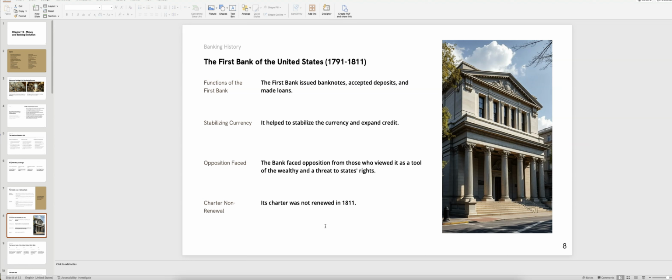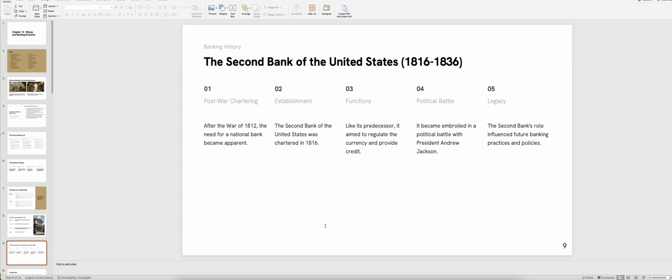But despite that fact, the charter was not renewed. But don't worry, we get a second one. And that would be the Second Bank of the United States, which goes from 1816 to 1836.